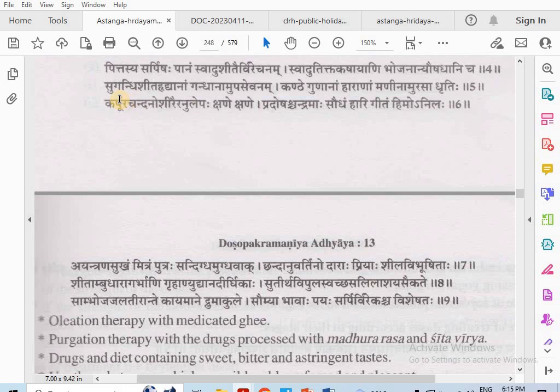After that we will see the fifth sloka here. Sugandhi sita rudyanam gandhanam upasevanam. Student, sugandhi is with fragrance, sita is cold, rudyanam is pleasant, gandhanam upasevanam. Gandhanam plus upasevanam. Now upasevanam means consuming, using. What? Gandhanam means the fragrance. Which type of fragrance? Rudyanam, pleasant, sita, cold, and full of fragrance.